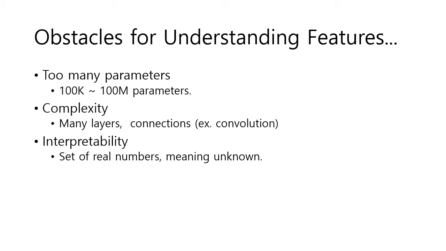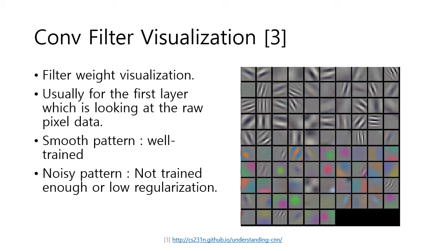So, to understand features in convolutional neural networks, we need some ideas. First, we can visualize the convolution filter weights. The first convolution layer, which is looking at the raw pixel data, usually has interesting patterns. If they have smooth and clear patterns, we can say they are well trained. On the other hand, if they have noisy patterns, we cannot say they are well trained. They may be not trained enough or have low regularization.